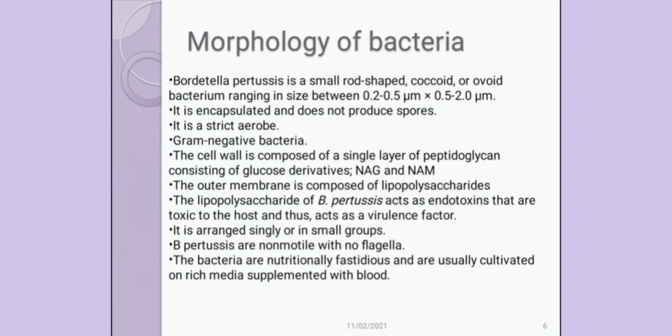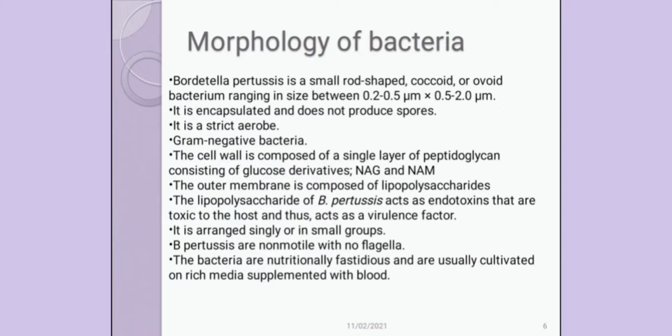Let's see the morphology of the bacteria. Bordetella pertussis is a small, rod-shaped, coccoidal or ovoid bacterium ranging in size between 0.2 to 0.5 micrometer in diameter and 0.5 to 2 micrometer in length. It is encapsulated and does not produce spores. It is a strict or obligate aerobic bacterium, which means these organisms require oxygen to grow, and it cannot grow in the absence of oxygen.